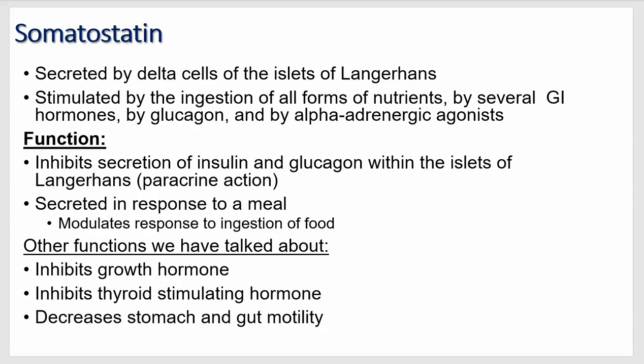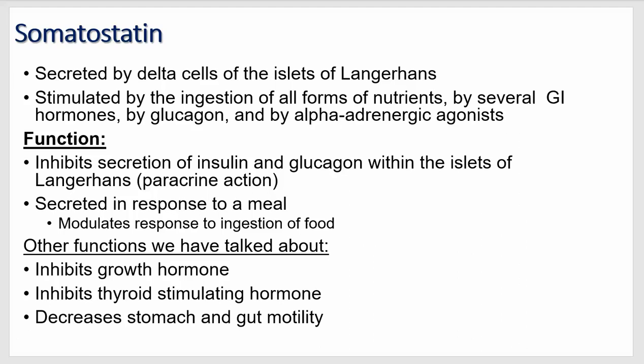All right, somatostatin. Somatostatin is secreted by the delta cells of the islets of Langerhans. So this is pancreatic somatostatin, stimulated by the ingestion of all forms of nutrients, by several GI hormones, by glucagon, by alpha-adrenergic agonists. So basically lots of things that are going to put the brakes on. That's the role that we've seen of somatostatin with growth hormone, with digestive hormones. It puts the brake on and says, okay, everybody just needs to slow down.